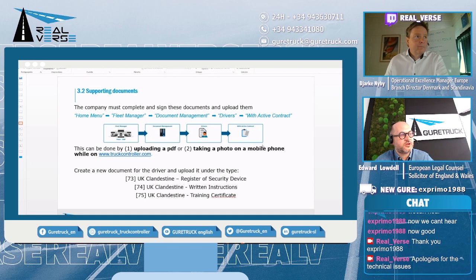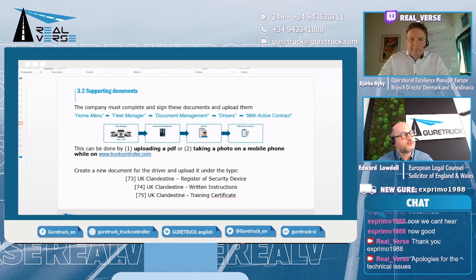We can upload a PDF from your desktop. We can drag and drop a PDF, or a feature which some clients seem to like using is through your mobile phone. You can enter truckcontroller.com in your browser, and you can take a photograph on your mobile phone of a document, and this can be uploaded. So here we've got lots of different options of ways to upload these supporting documents.